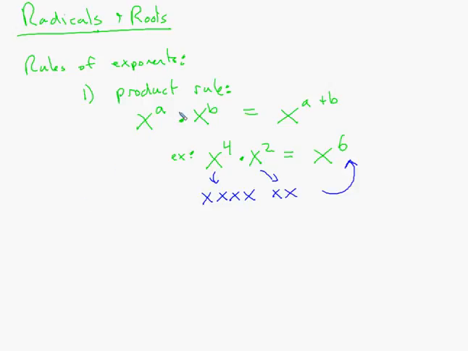I know I went through that fast, but the rules of exponents: if we're multiplying, what do we do with our exponents? We add them. Now notice, the base is the same, right? That's important. I couldn't do that if I had x to the 5th times y squared. I couldn't actually do anything here.